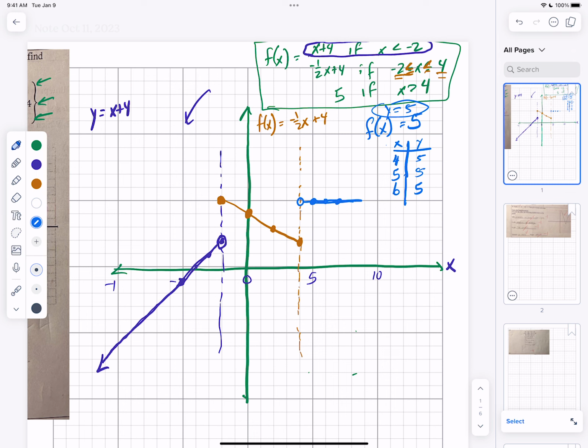And why did I know to draw an open circle here at 4? Well, that's because x is greater than 4. It's not greater than or equal to 4 when x is greater than 4. So we need an open circle. So there's our answer. So this is what our piecewise function looks like.